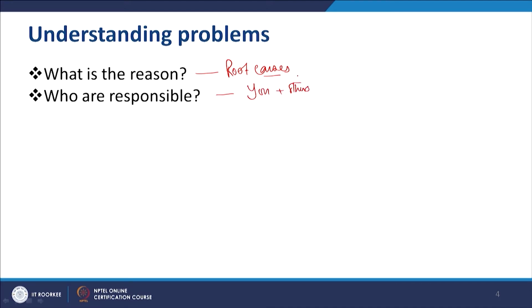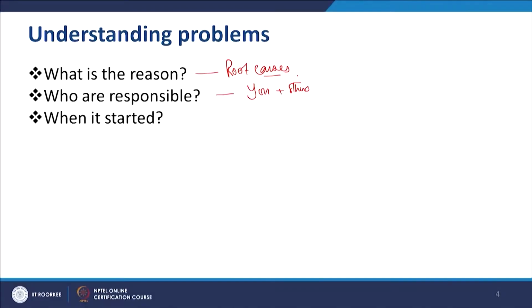Sometimes to identify the problem, we usually point the finger at others, but it is also important to identify the share of the reasons or causes caused by myself. Otherwise, if you are not unbiased and legitimate in identifying the responsibility, you are not able to resolve the problem. And then, when did it start? Did it start just now?